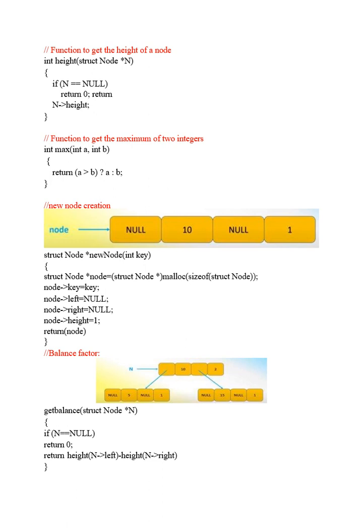So this is the new node creation structure. Next, we have to check the balancing factor each and every time. The formula is left minus right, that is, height of left subtree minus height of right subtree. If the node is null, it must return 0.